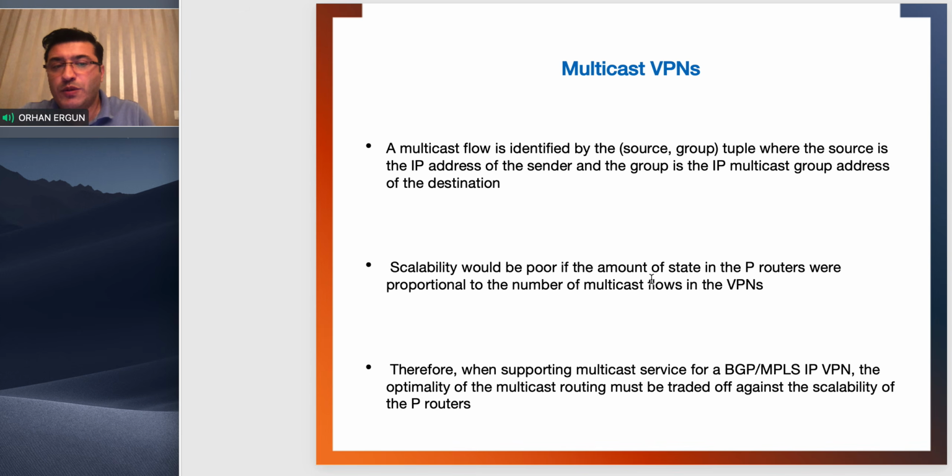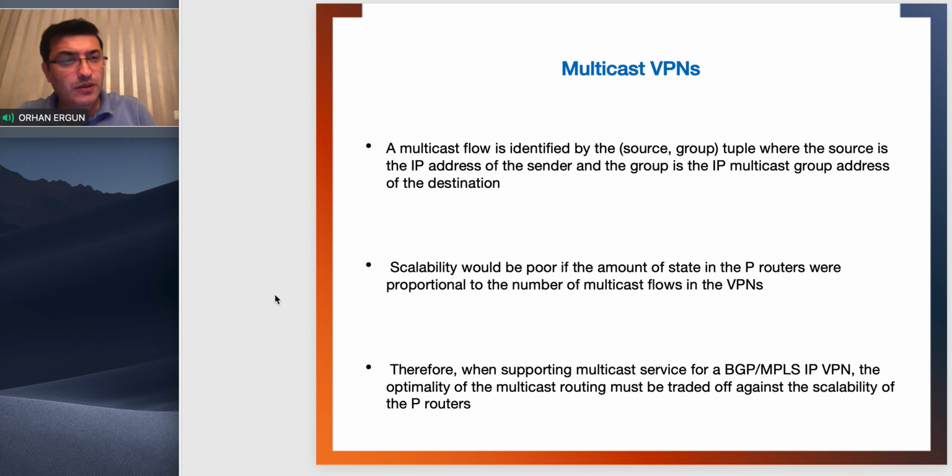Scalability would be poor if I would push more flow information on the P device. Those PEs anyway have to keep it. In unicast also, the PE device keeps that state information. In unicast VPNs, the PE edge device needs to keep those IP flows, and makes them VPN, and the VPN is tunneled inside the transport label. Therefore, when supporting multicast service for MPLS Layer 3 VPNs, the optimality of the multicast routing must be traded off against the scalability of the P routers.